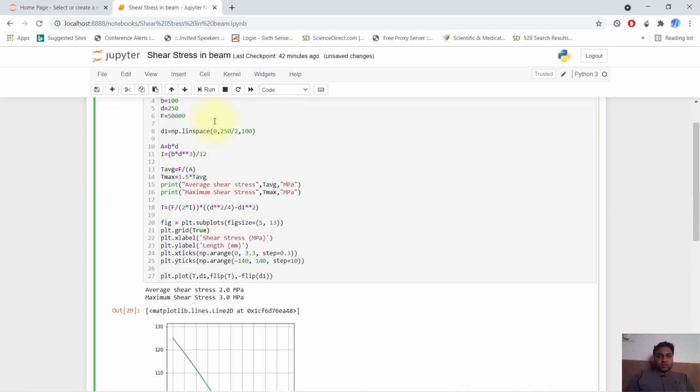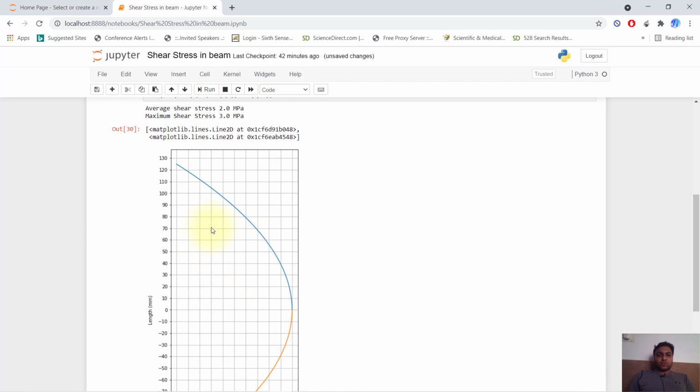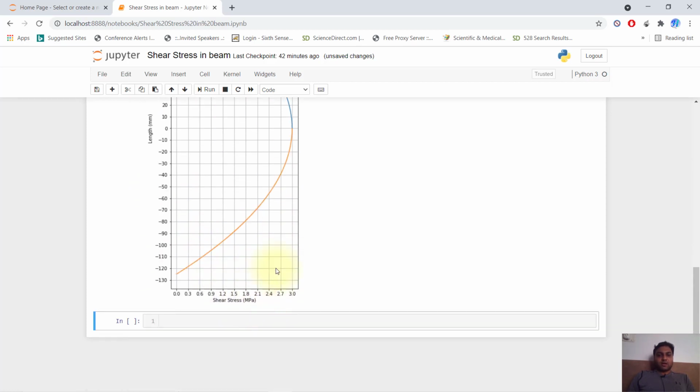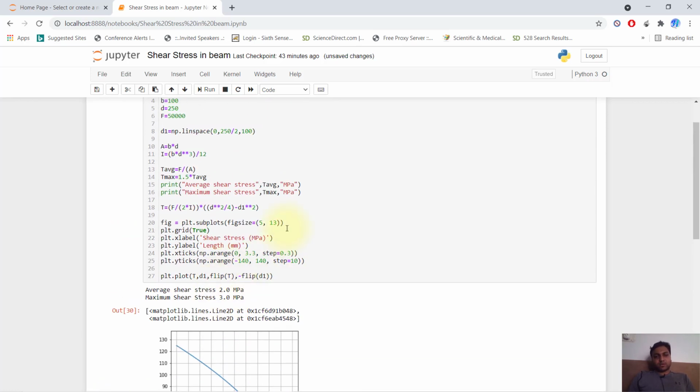So it will look like this. It will start with 0, minus 10, minus 20, minus 30, minus 40. The stress value will remain the same, but our length value will be different. So minus 40, minus 50. By this way you can see the graph. If you want to see at 100, you can see our graph is around 1.2. So our shear stress value at 90 or 100 will be around 1.2. Like this way you can plot.